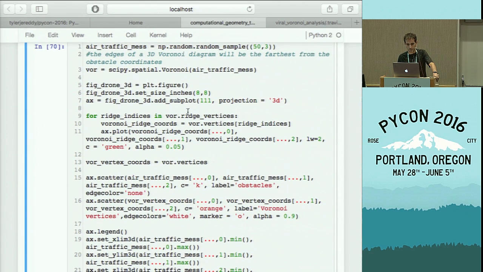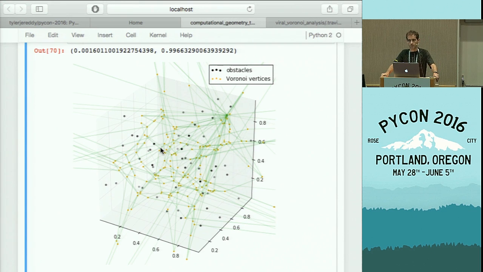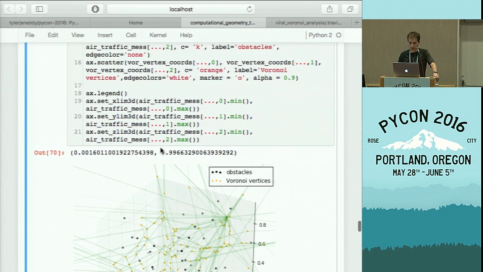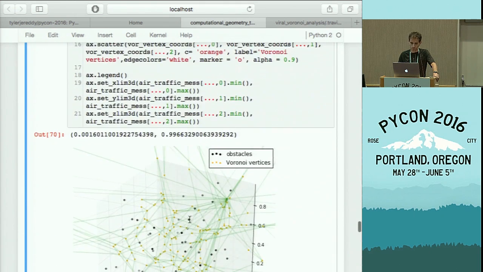So we actually have the ridge vertices at the edges between all of the Voronoi vertices in 3-dimensional space that we can go through, via the ridge vertices attribute of the Voronoi instance. We can plot all of those, so here I'm plotting them in green. If we go down, the green edges are all of the edges of the Voronoi diagram, and the black data points are the obstacles, the random obstacles in 3-dimensional space. And I've also plotted in orange, or yellow, the actual Voronoi vertices.